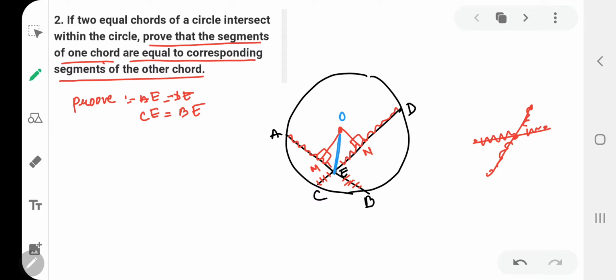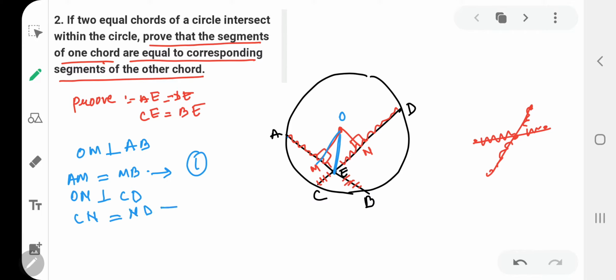So how will you prove it now? Do you remember, in my previous session I made clear that when we draw a perpendicular from the center to a chord, it divides the chord into two equal halves. So OM is perpendicular to AB, that means AM will be equal to MB. Can I put an arrow and equation number 1? And ON is perpendicular to CD, that means CN is equal to ND. Clear with this?